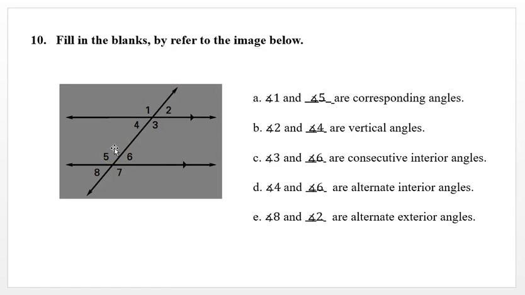So what you're going to need to do to know this part of the test is go back and study corresponding, consecutive, alternate interior, alternate exterior angles, and also vertical angles and linear pair. Remember those other two.